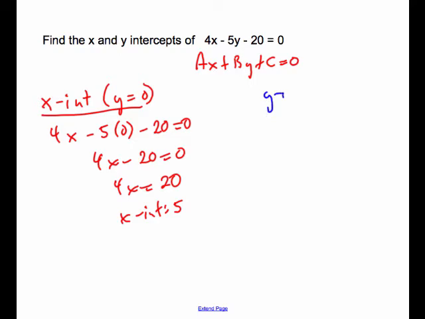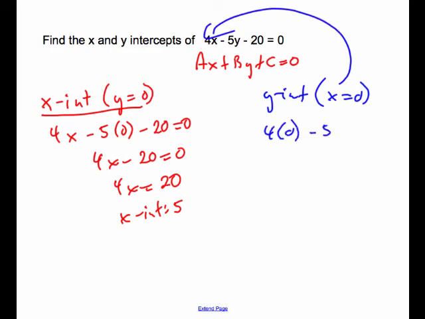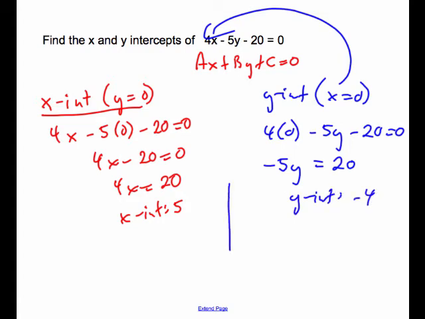Then to get the y-intercept, if I make x 0, do my substitution, 4 times 0 minus 5y minus 20 is 0. I get negative 5y is 20, so the y-intercept is negative 4. And then I can quickly sketch my graph, an x-intercept of 5, a y-intercept of negative 4. I know it's a line, so I get my sketch. So when an equation is given in general form, it's usually quick to find the x and y intercepts, usually more so than any of the other two forms.